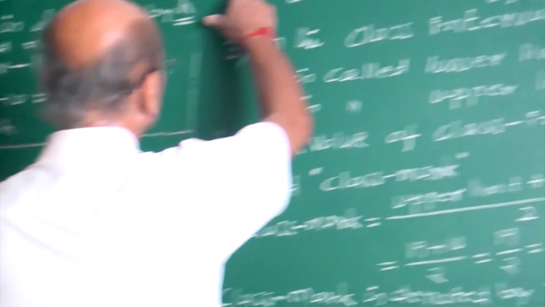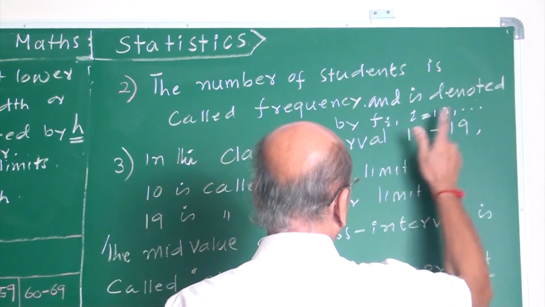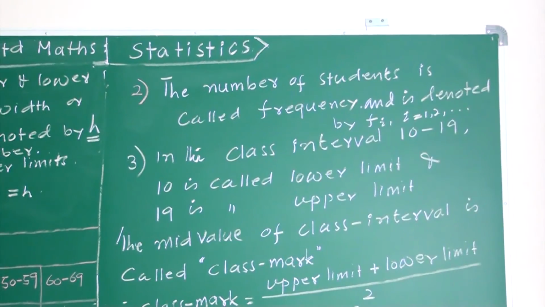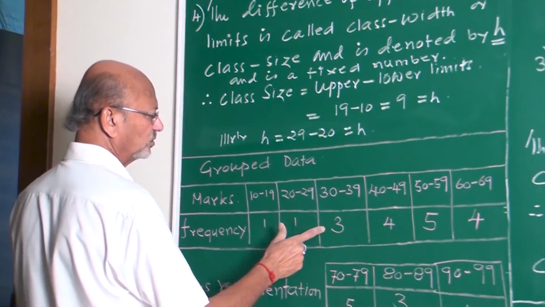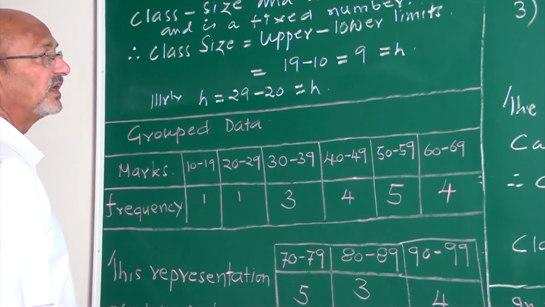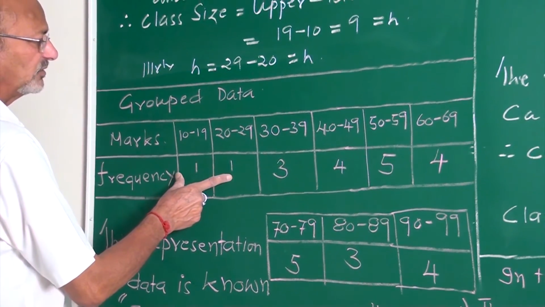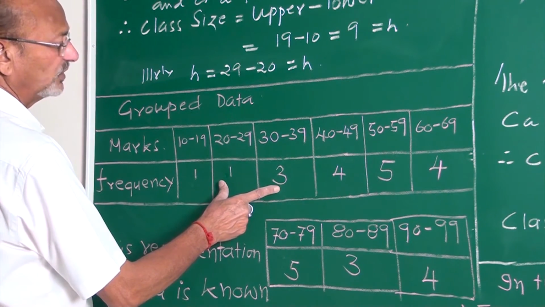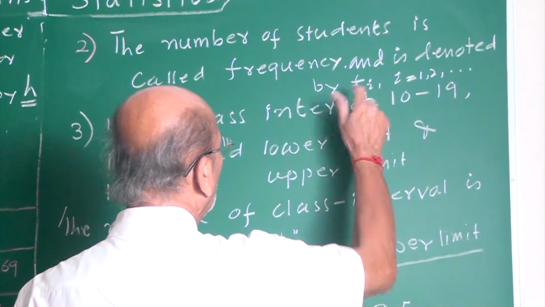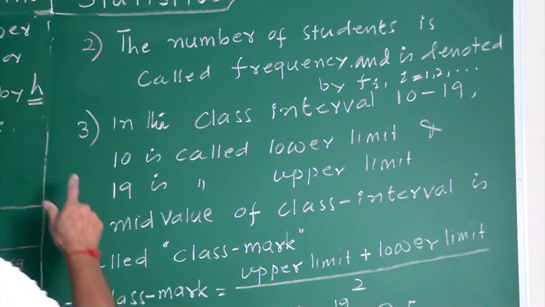I have written here, my friends, that the number of students is called frequency, and that frequency is denoted by fi. Yes, it is different here. In these intervals, this is 1, this is 2, this is 3, this is 4, like that. Instead of writing f, we write fi. f1 means the first frequency. If i is 2, the second frequency. If i is 3, the third frequency, like that, my friends. So it is denoted by fi, where i stands for 1, 2, 3, and so on.